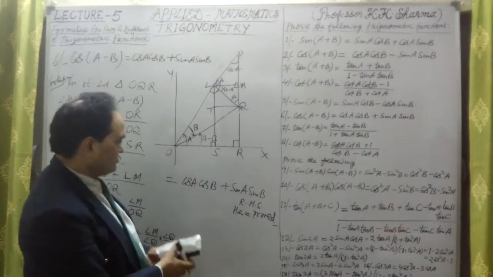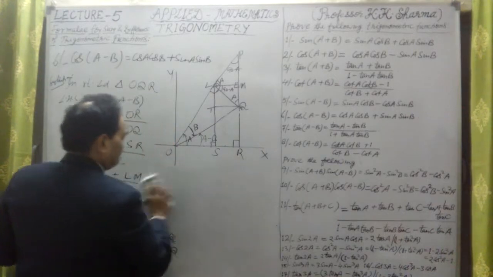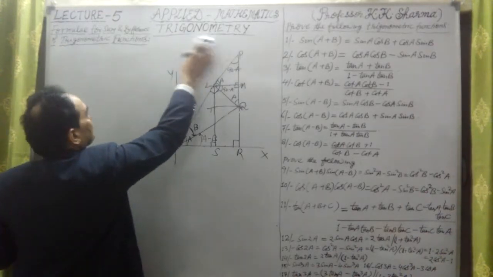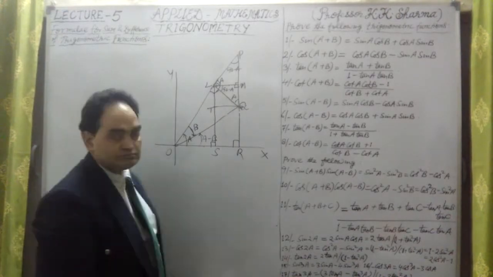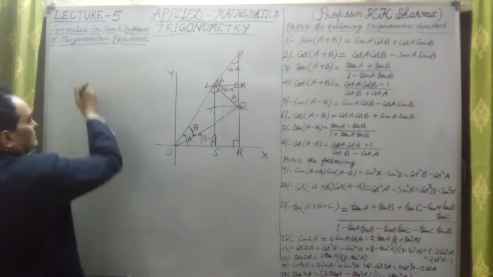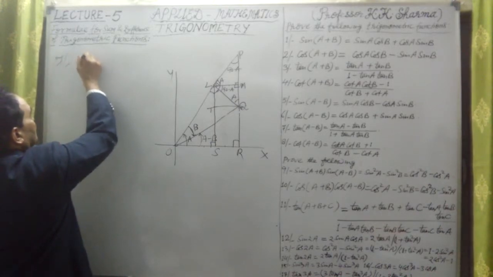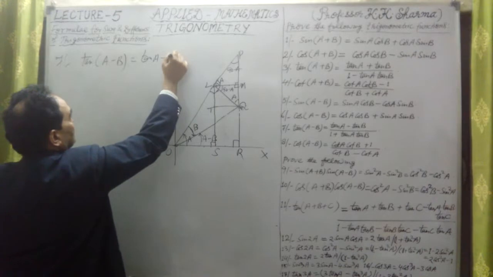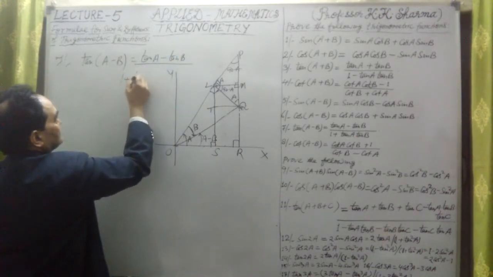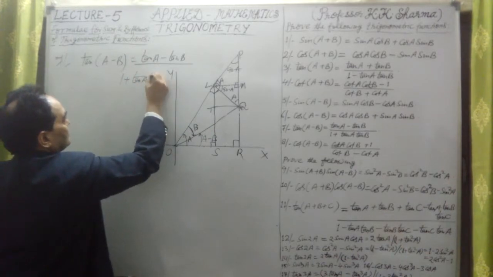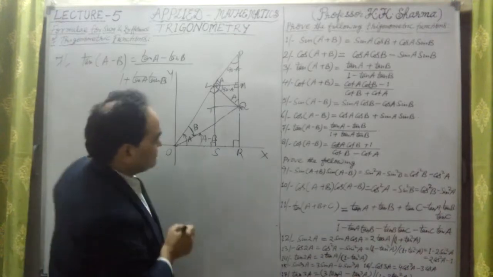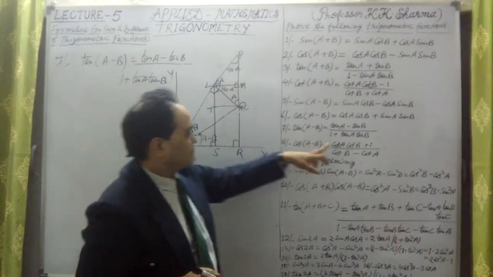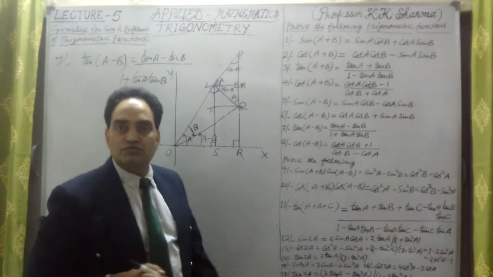Alright, now let us talk about tan (A minus B). Question number 7. Prove that tan (A minus B) is equal to (tan A minus tan B) divided by (1 plus tan A tan B). This is question number 7.